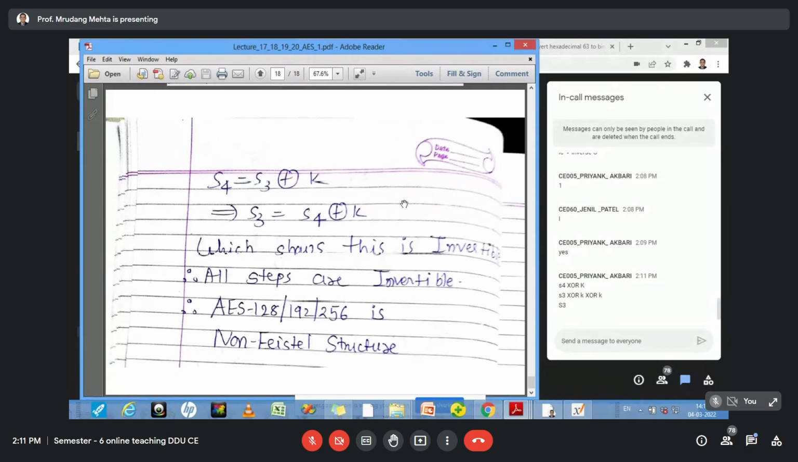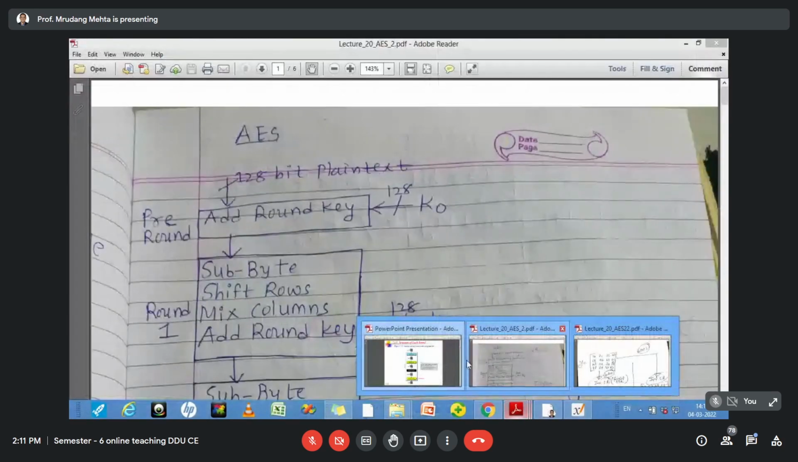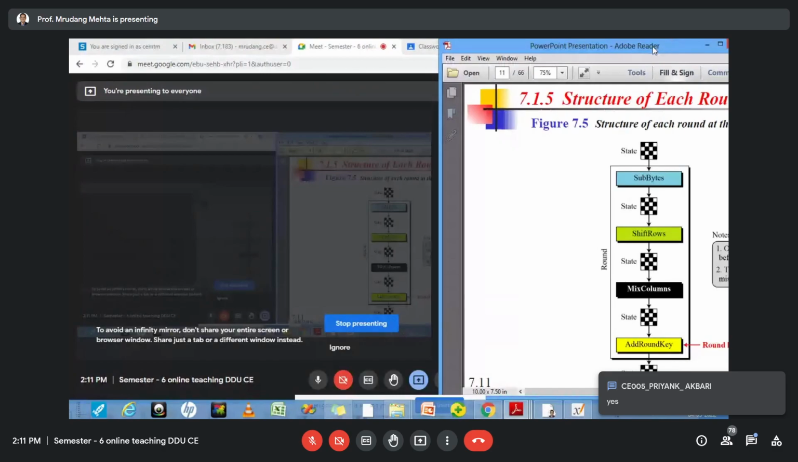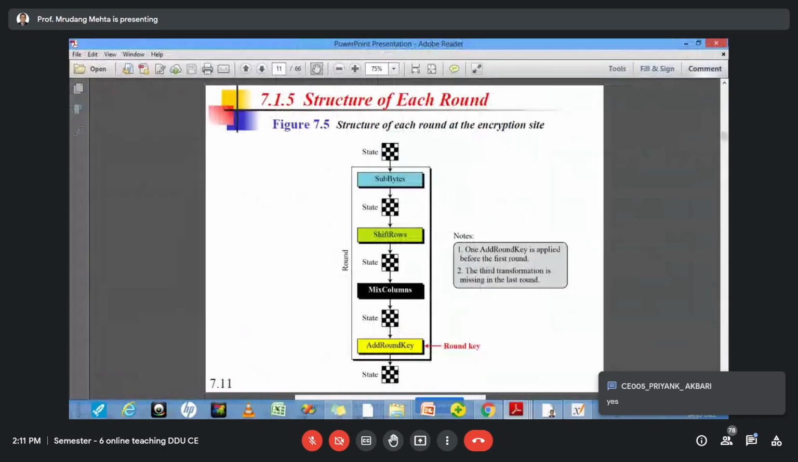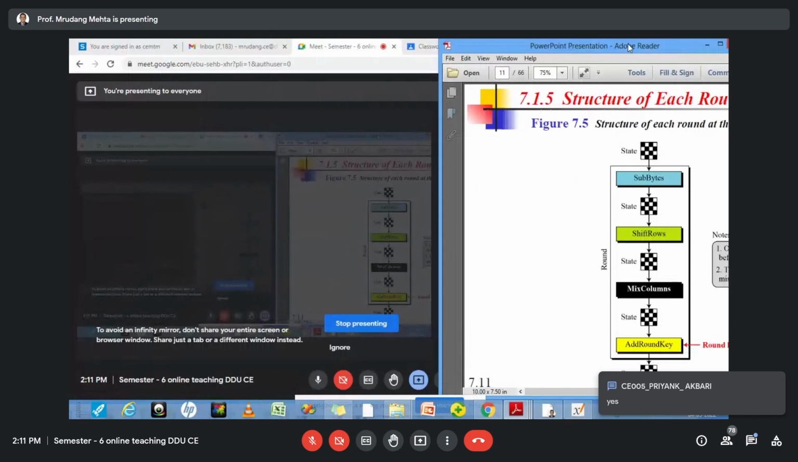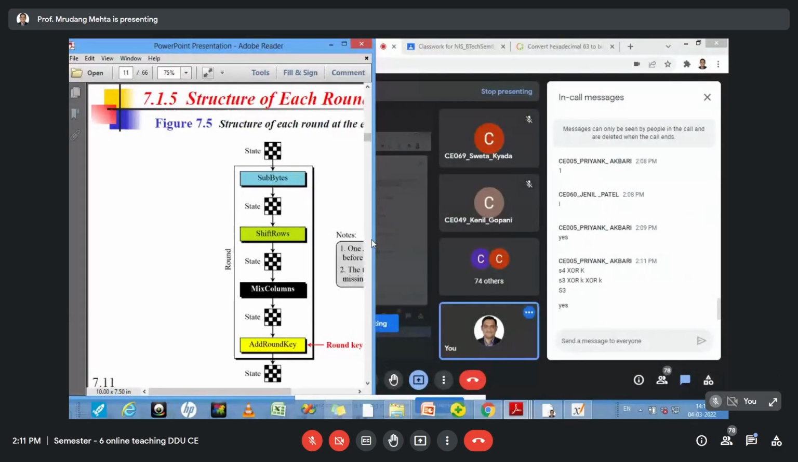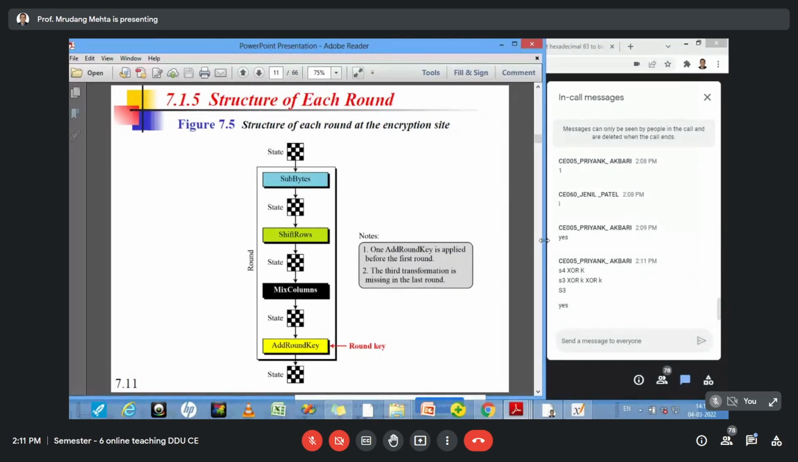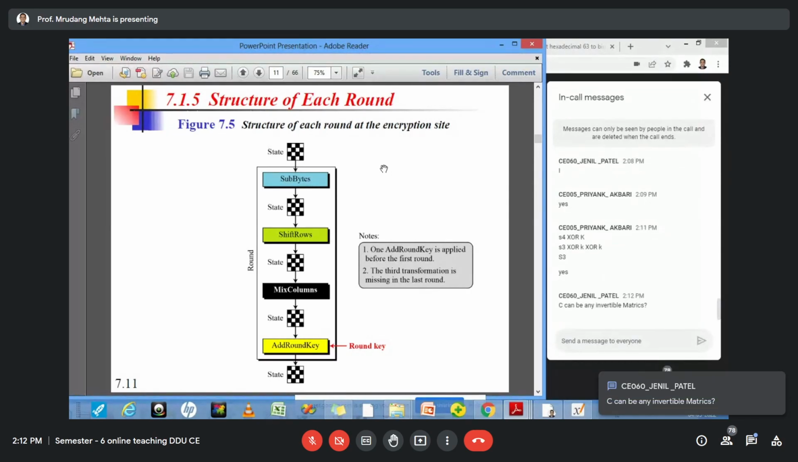Right, Priyanka. So all steps are invertible. That is why it is non-Feistel. Okay, all of you understood this whole process, all 4 steps clear to all of you? Please type here that you have understood so that I can proceed with the same AES but with the next topic. This slide is also already uploaded to the classroom. Please type in the chat box that you have understood.